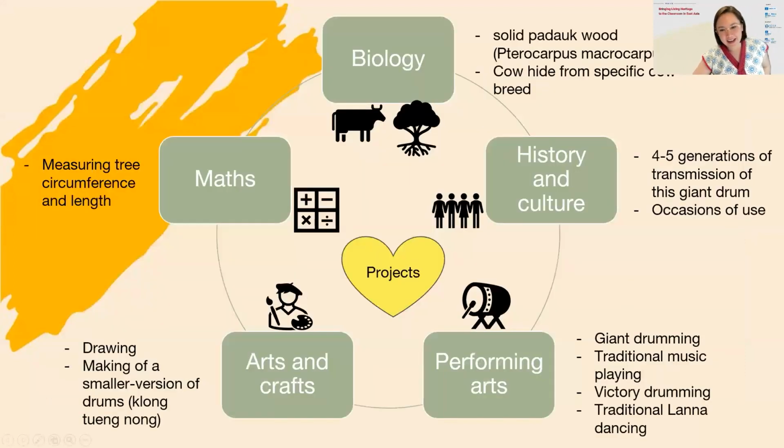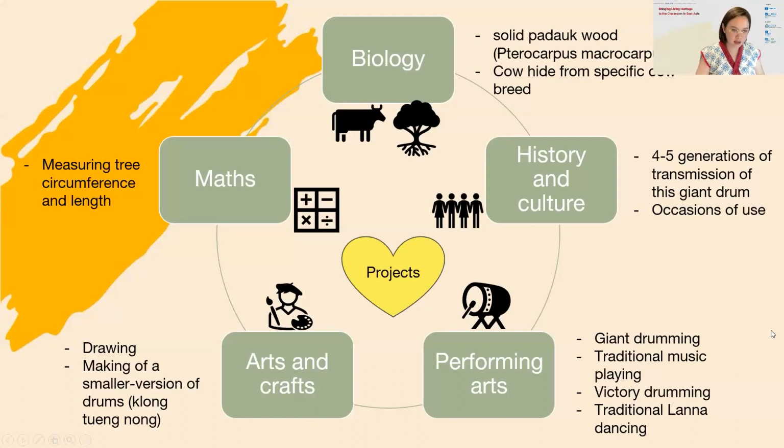Next one, please. So I wish to show this is interdisciplinary because they use the drum, but to teach what? Biology, about that solid wood, and I put the scientific name there. And also the cowhide, it has to be from a very specific cow breed, and female cow only, how old, etc. The history and culture: it teaches that this physical giant drum has been passed on from generation to generation, along with the history, the collective memory, and also the performance of the drum for 4 to 5 generations.